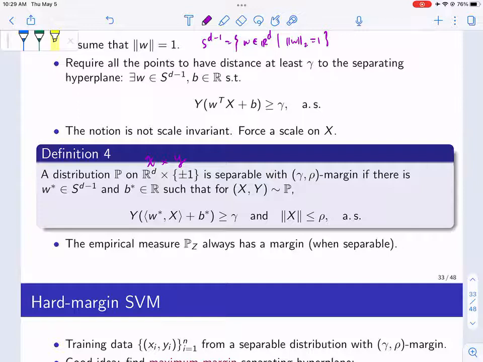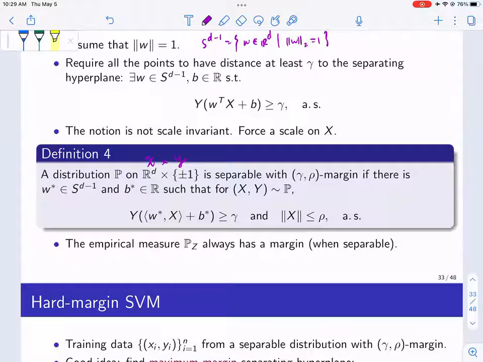Okay, so I'm restricting the size of X. So this gets rid of the scale issue to some extent. So this holds almost surely. So that's the assumption that you put on P, which is a strong assumption.